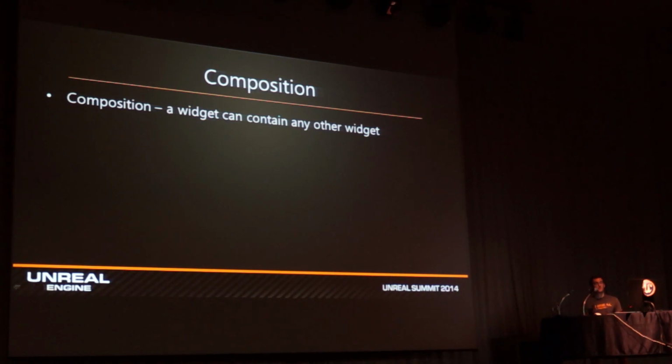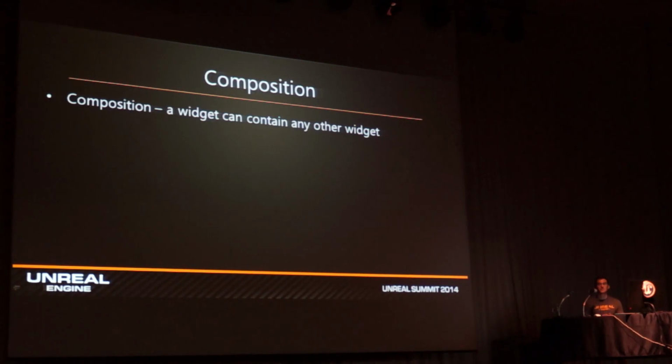Now I'd like to talk about composition, which is a fundamental principle in our UI system. In the previous video, I dragged a text widget into a button widget. This is called composition. It is the notion that any widget can contain any other widget. And I want to show you how it can be used.